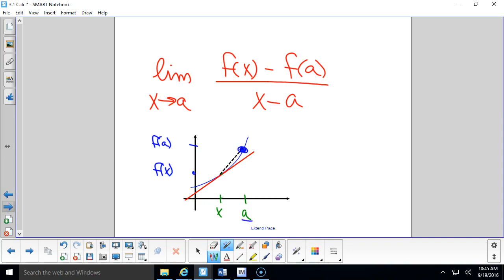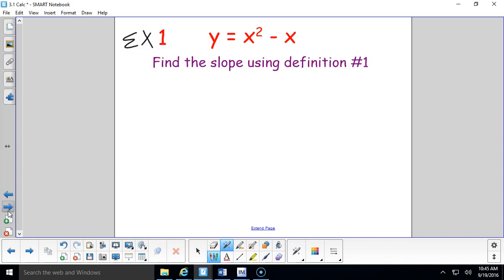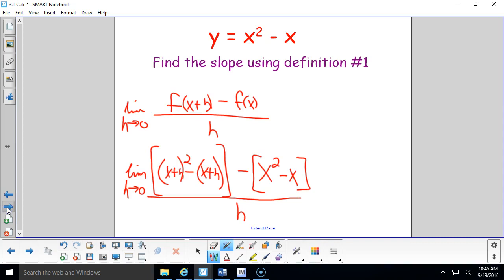So again, here's a, this is f of a, here's x, this is f of x. And as these two values get closer and closer to each other, the slope of the secant line gets closer and closer to the slope of the tangent line. So one of the questions that you'll see is use the definition to find a derivative.